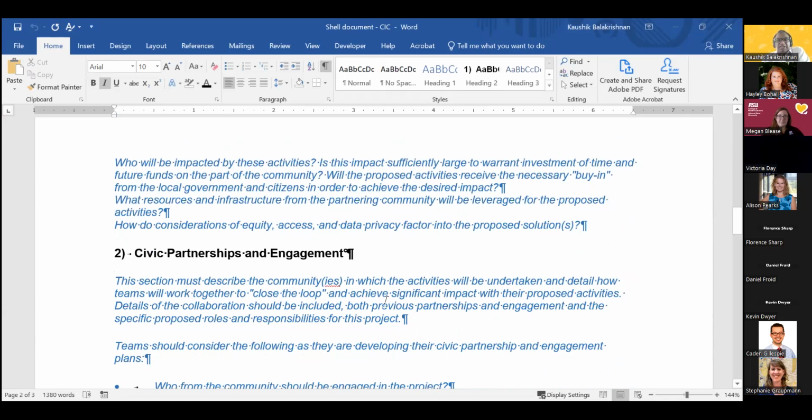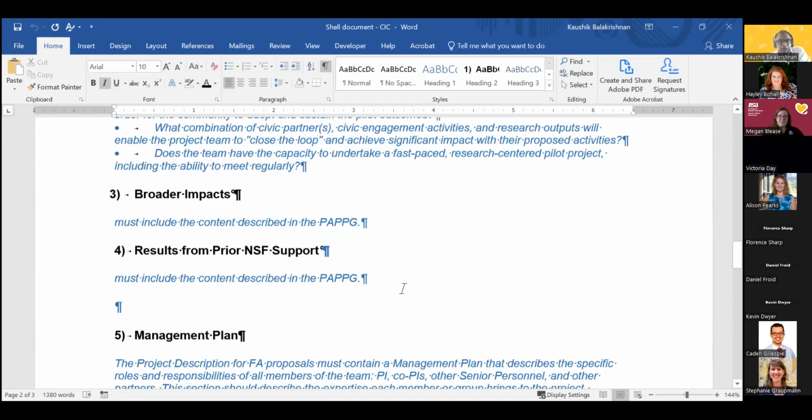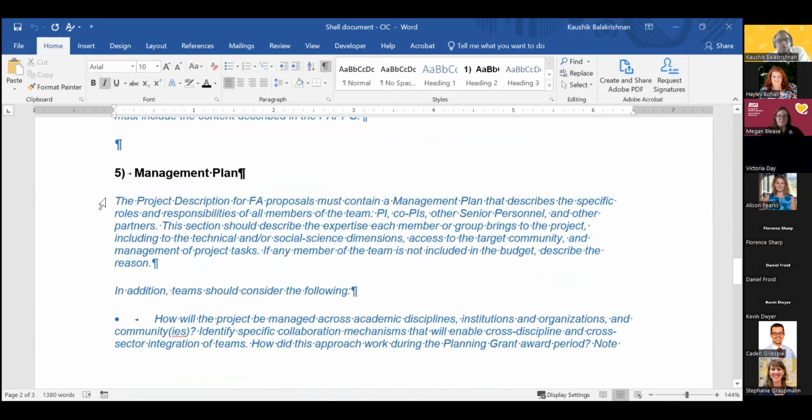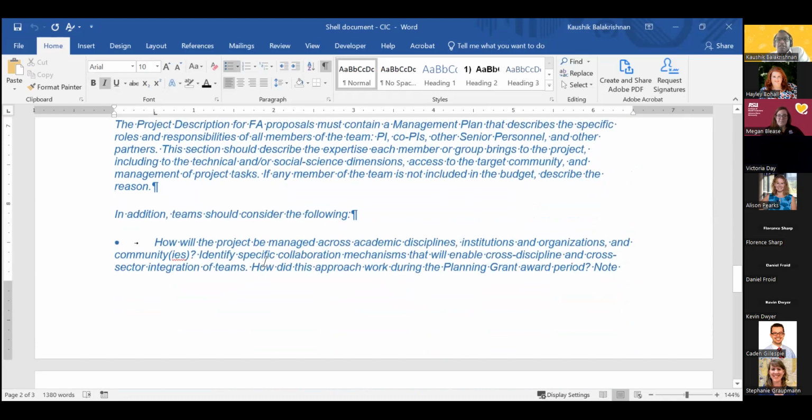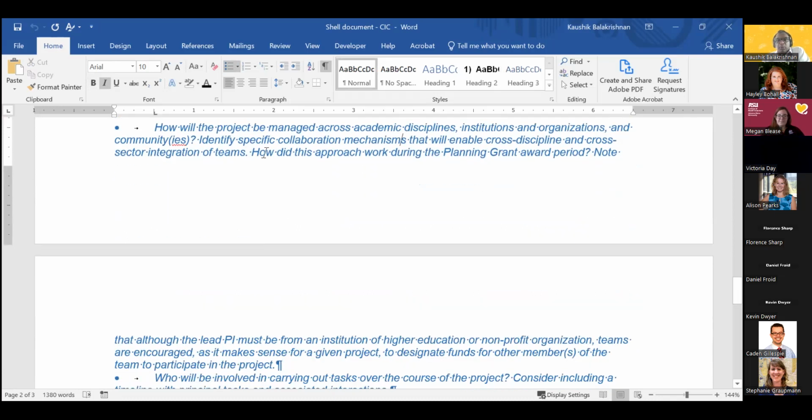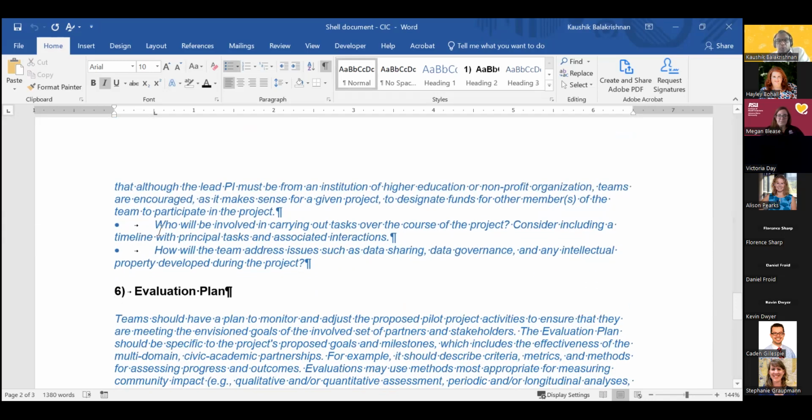Sometimes NSF instructions itself can run 3 pages long. Here you go. So it's also talking about the management plan here in the bottom part: how will the project be managed? Who are the key people around it? How will you execute the planning grant? What all things work during the planning grant and what will work during the implementation, who will be carrying it out?